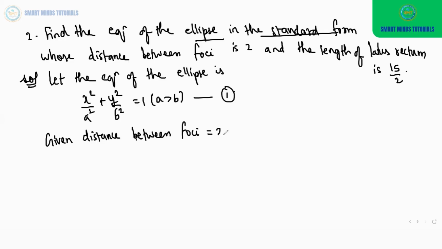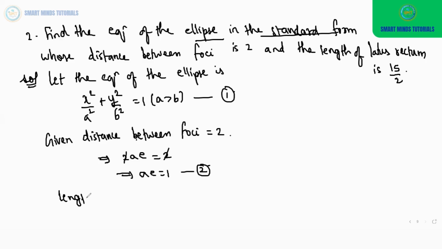Distance between foci is 2, given. What is the formula for distance between foci? 2ae is equal to 2. 2 cancels, we get ae is equal to 1. Let's say this is equation number 2.